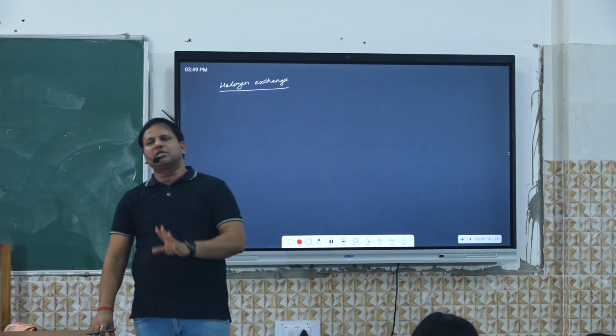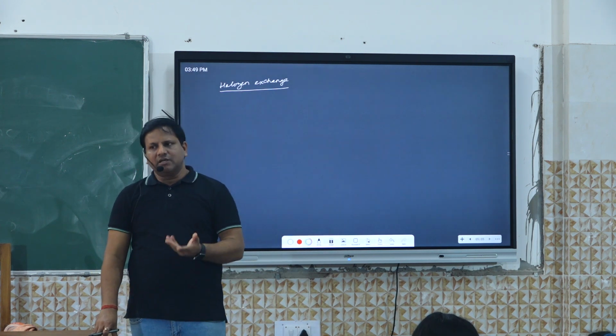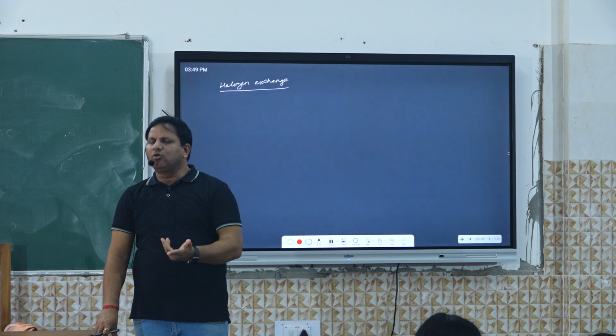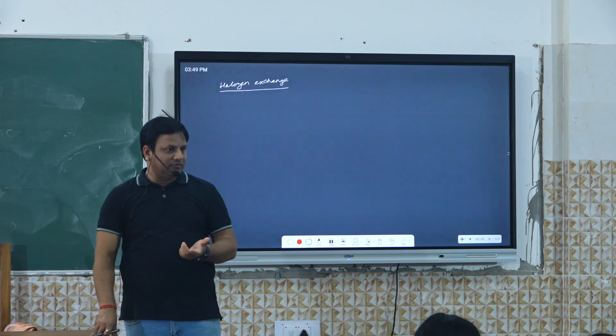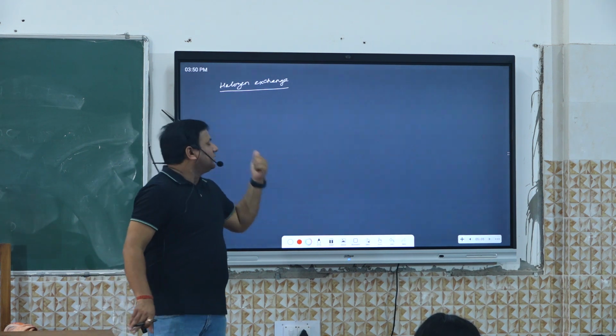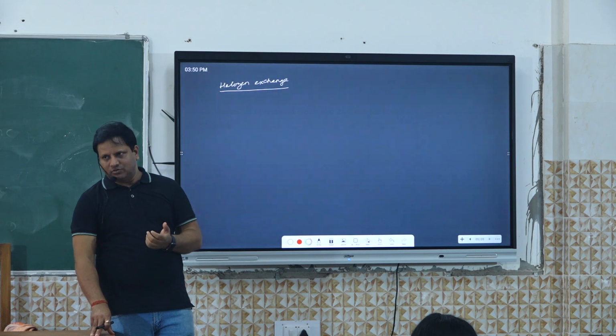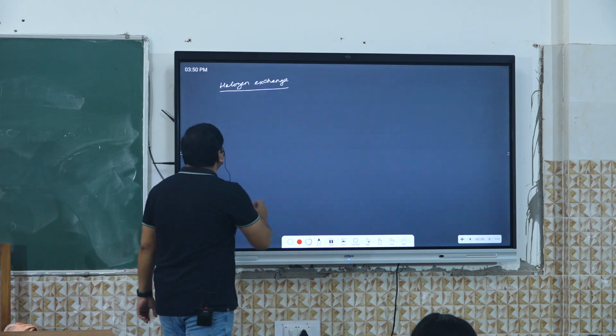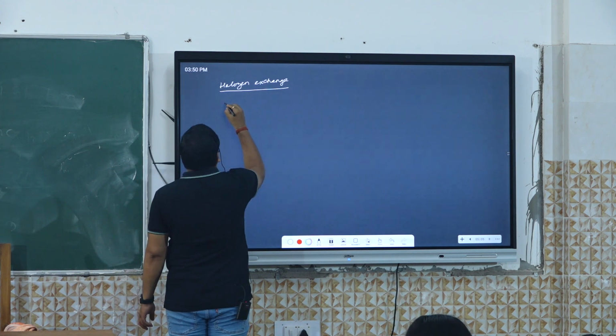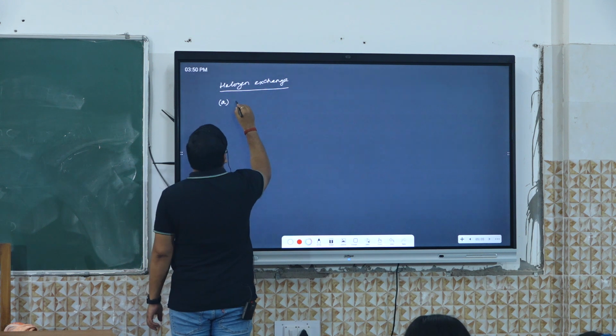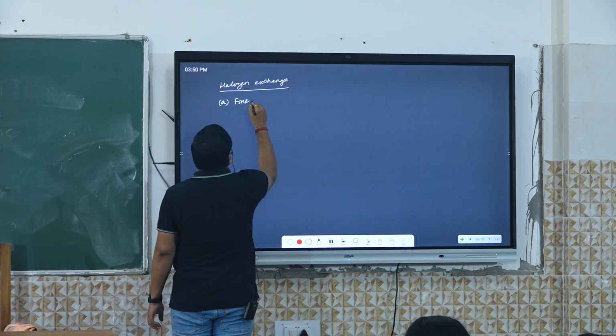So chlorination and bromination we can do. Then what next? How to make fluoro and iodo alkane starting with chloro and bromo alkane? So for that we have to use this halogen exchange method. In that there are two reactions, one is the Finkelstein reaction.